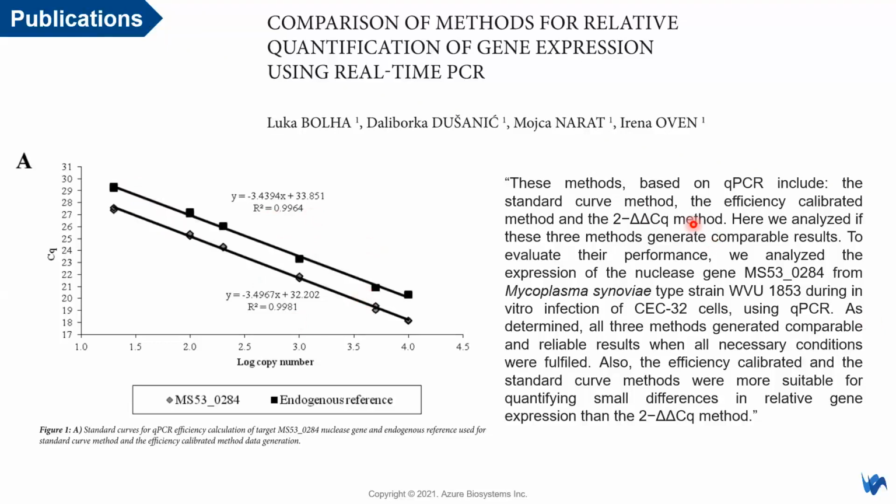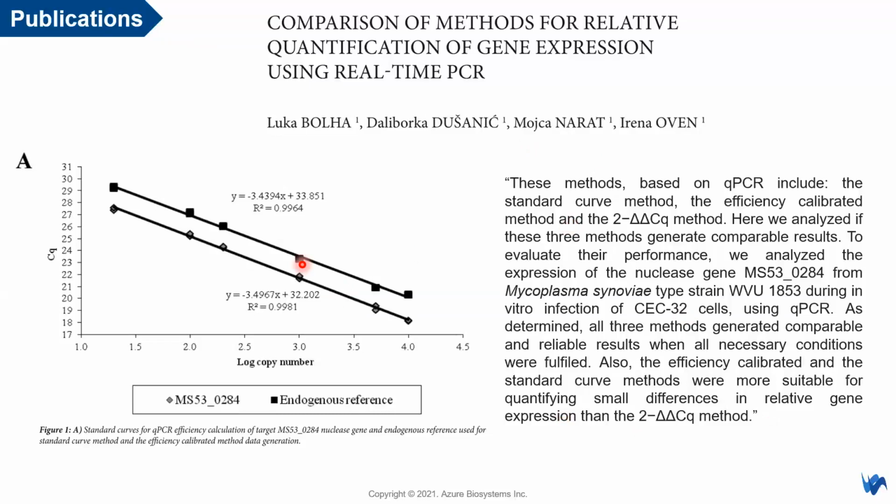Right, so the methods based on qPCR included the standard curve method, the efficiency calibrated method, and also the very famous delta CT or CQ method. They analyzed the 3 methods together and tell us that the efficiency calibrated standard curve is the most stable one for quantifying small differences in relative gene expression, more than the delta CQ method. I highly recommend you look up this paper and why they came up with such a conclusion. But do remember that there may be differences in terms of the gene that you want to target. It may apply to their gene of interest, but it may not apply in your own experiment. You need to look it up.